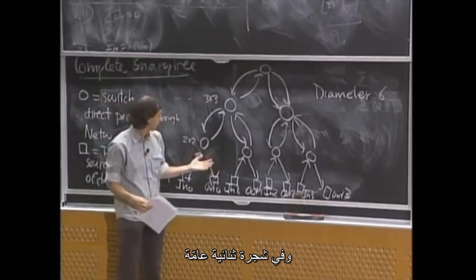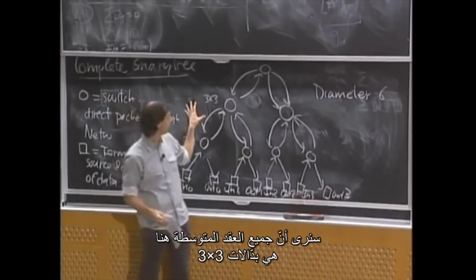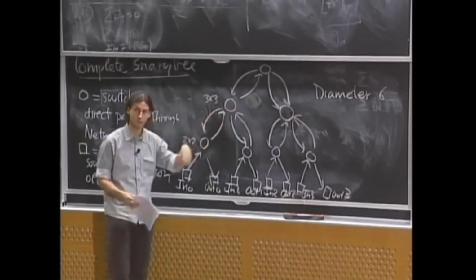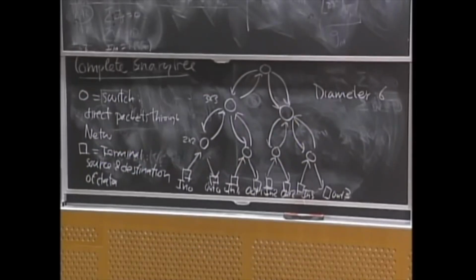And in a general binary tree, we will see that all these intermediate nodes over here are all 3 times 3 switches. So approximately half of the switches are actually 3 times 3 switches. So that's the switch size.